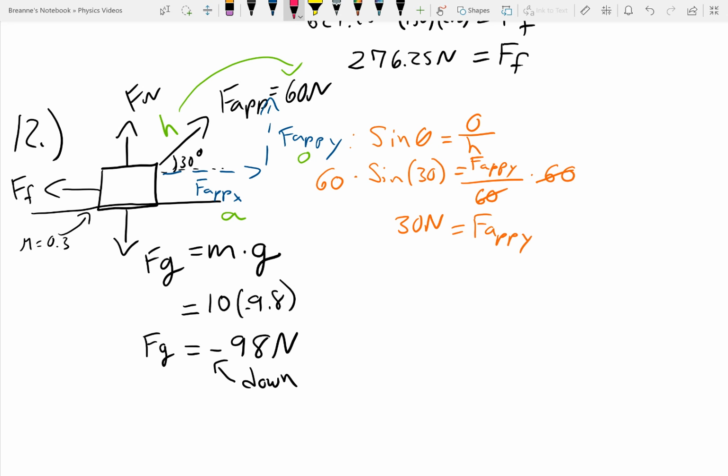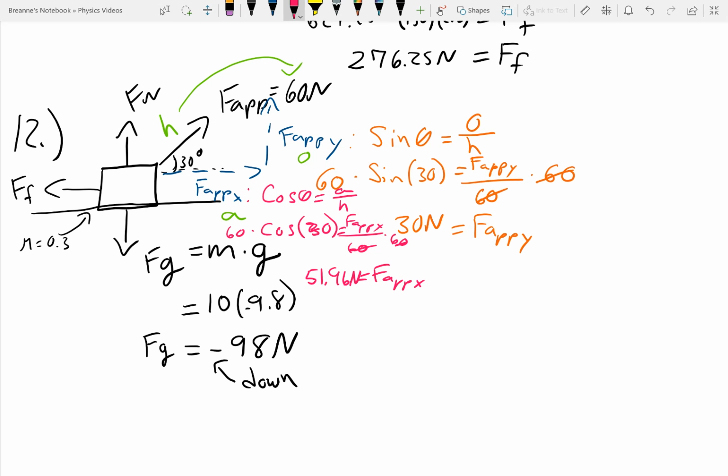And then to do your force applied in the x, you'll be using cosine, which is adjacent over hypotenuse. Your angle is still 30, but your adjacent is now force applied in the x. Hypotenuse is still 60. Multiply both sides by 60. So you get that your force applied in the x equals 60 cosine of 30, and that's when you get 51.96 newtons.